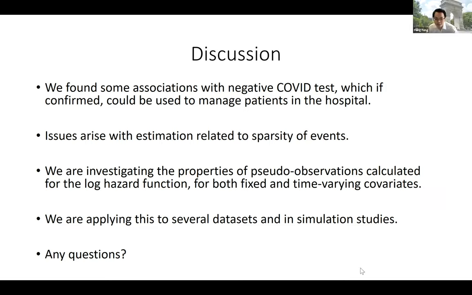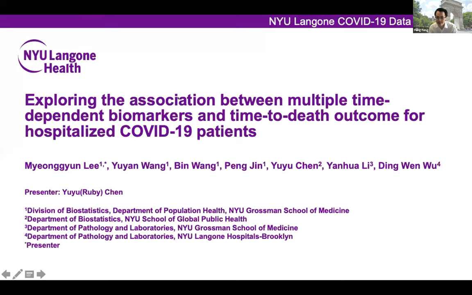Due to the time limit, let's move on to our next speaker and we can continue discussion afterwards. Our next speaker is Ruby Chan, who is currently a second year master's student, and she will join us again as a PhD student in the fall. Ruby will talk about exploring the association between multiple time-dependent biomarkers and time-to-death outcome for hospitalized COVID-19 patients.